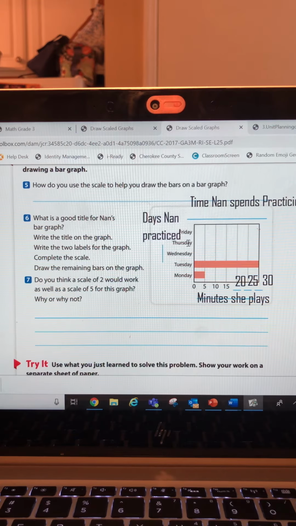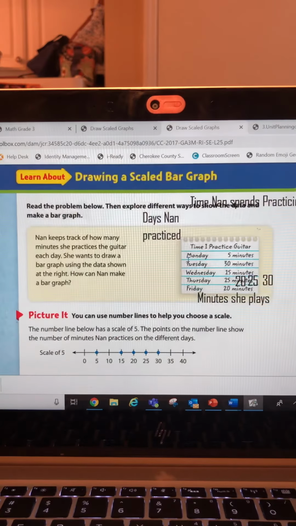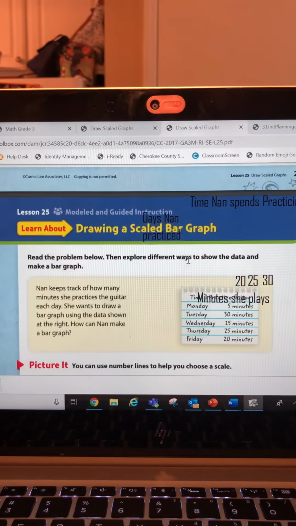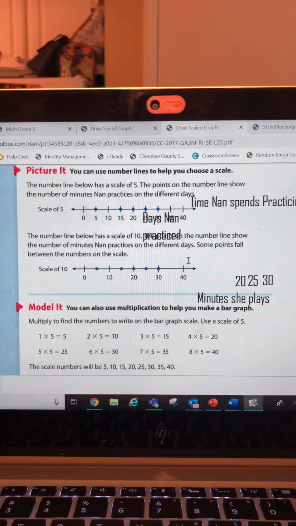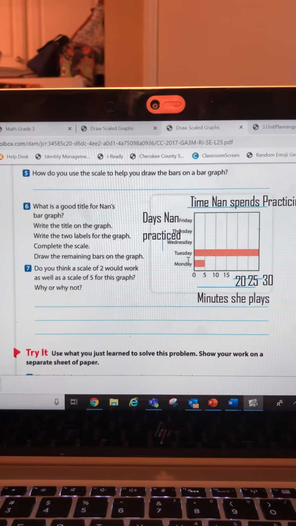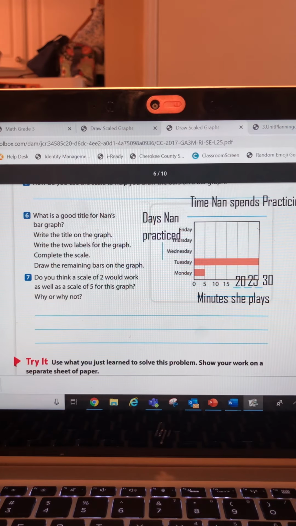So I need Friday, Thursday, and Wednesday. So I'm actually going to have to go back, look at Friday, Thursday, and Wednesday. So Friday is 20. I'm going to write that down for myself. Thursday, 25. Wednesday is 15. So using my scale of 5, I have to figure out how to draw a bar graph for each of these days. So on Wednesday, Nan practiced for 15 minutes.